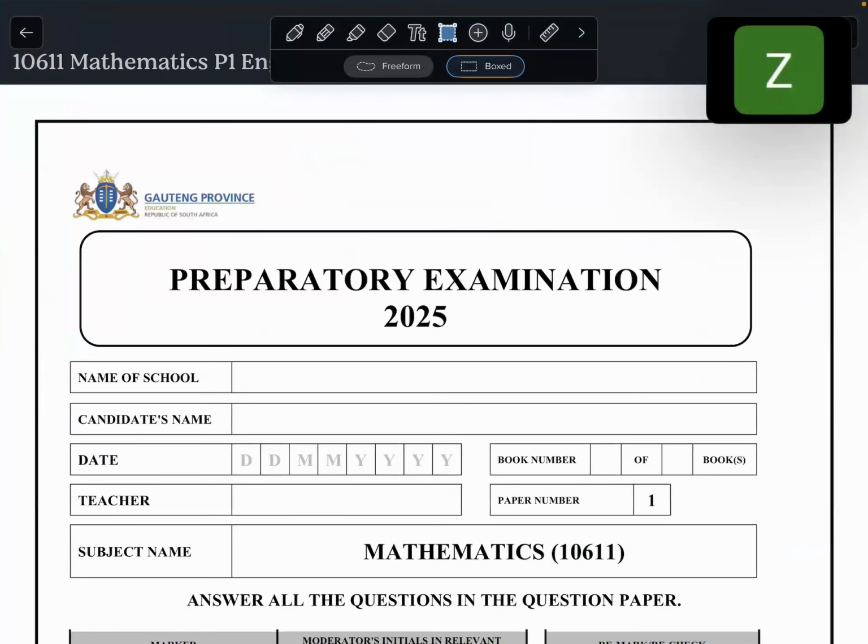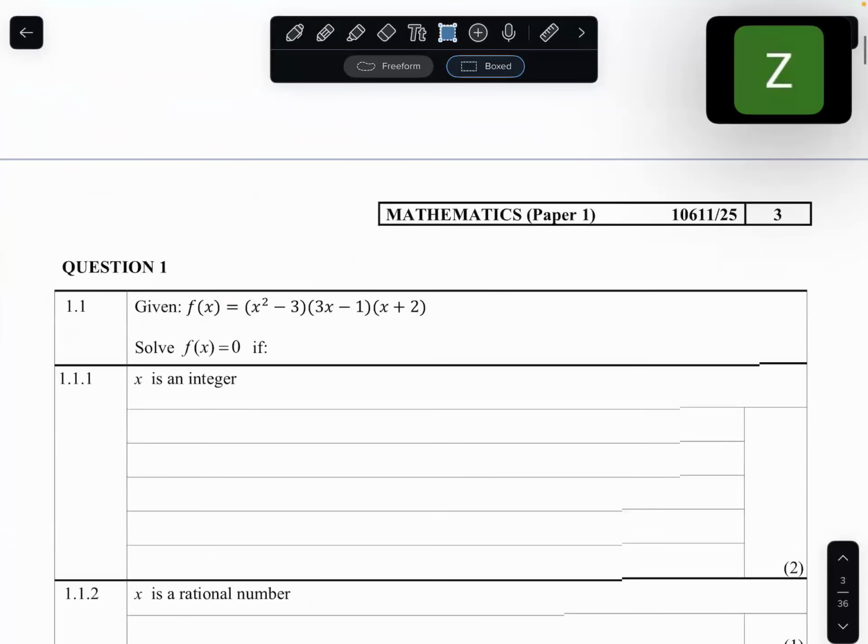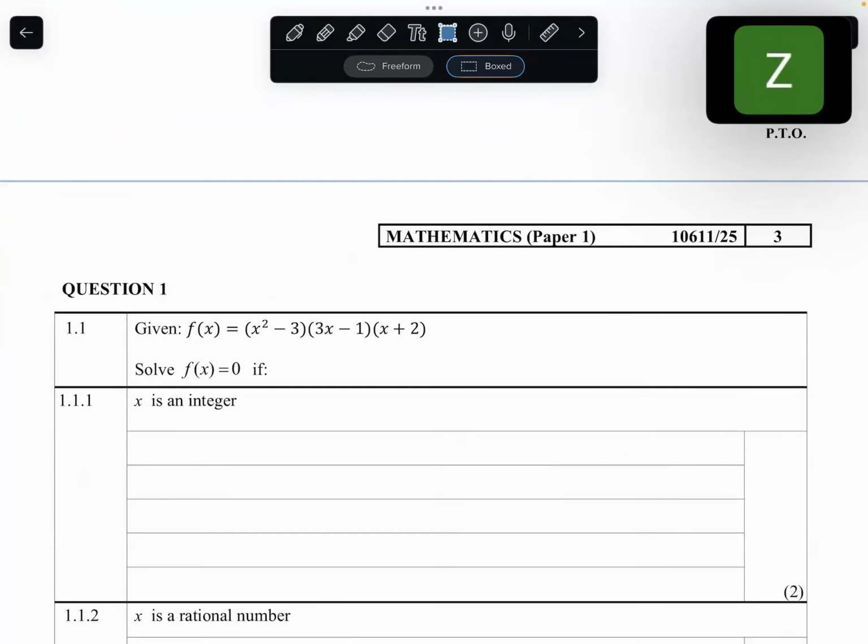Okay, this is 2025 trial paper 1. Question 1.1: given f of x is equal to x squared minus 3 into 3x minus 1 into x plus 2, solve f of x is equal to 0 if x is an integer.